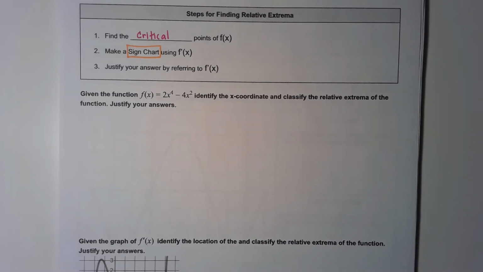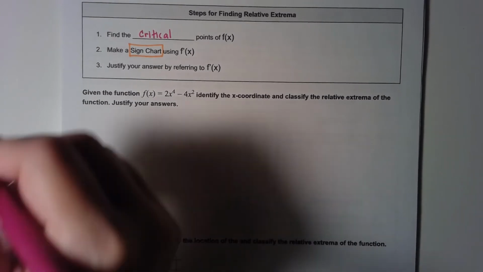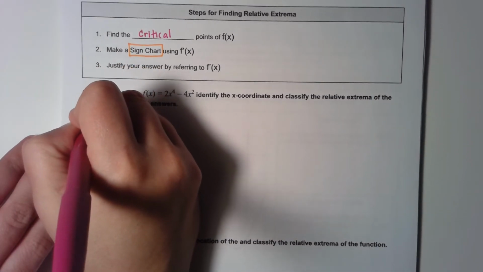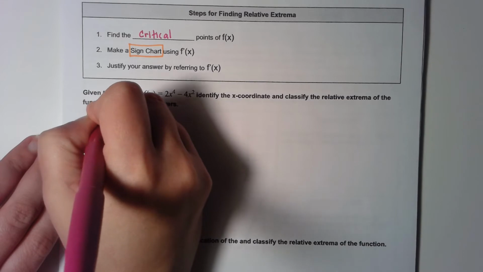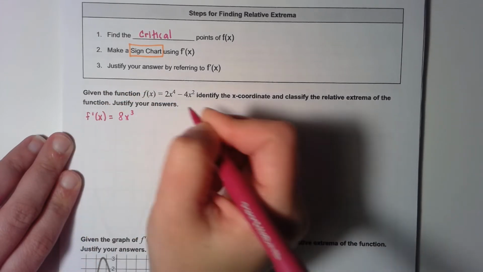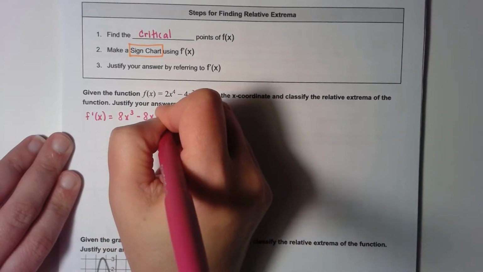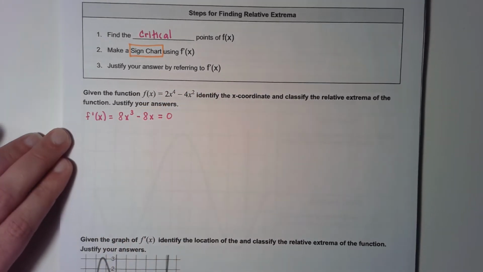So let's try this. If we're given the function f of x is equal to 2x to the fourth minus 4x squared, and we're asked to identify the x coordinate and classify the relative extrema of the function, justify your answers. So first step is going to be to find the derivative. So the derivative of this function would be 8x to the third minus 8x. And we're going to set that equal to 0 in order to find the critical points.